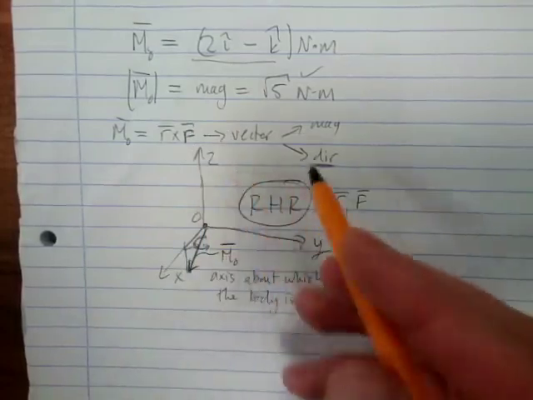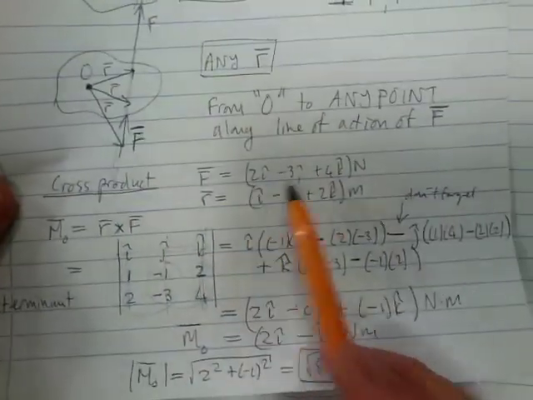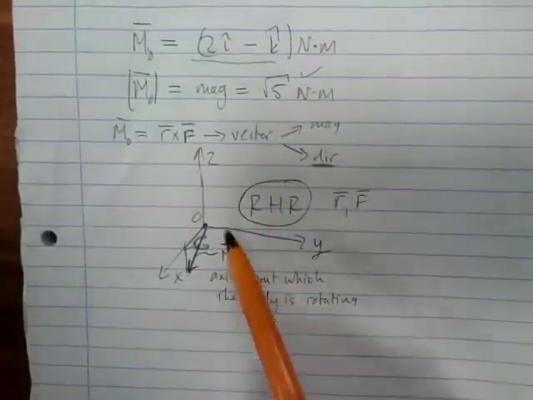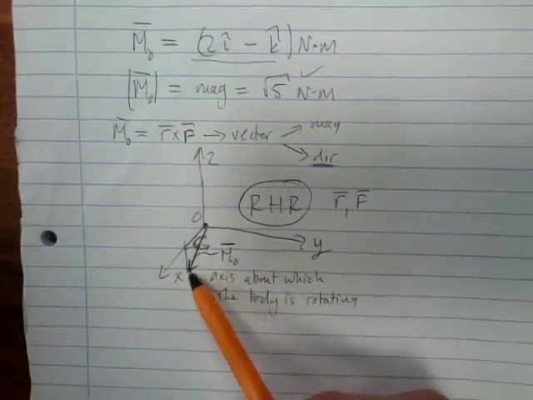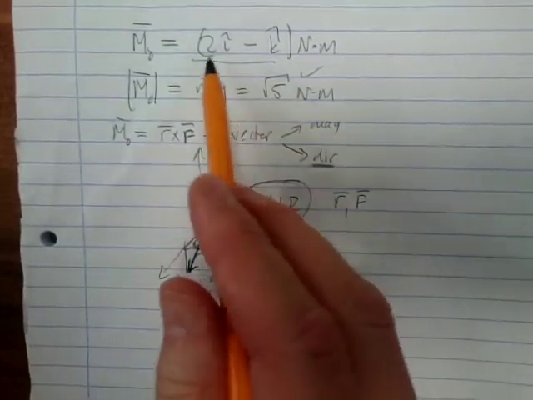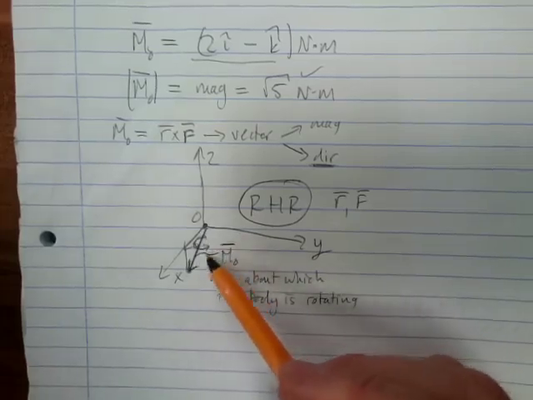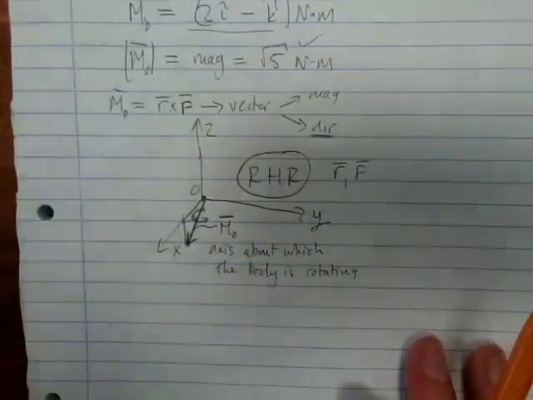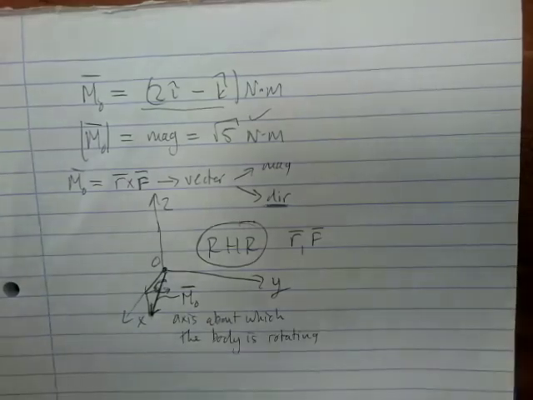So this force that I made up over here and this position vector here gives me a resultant moment, the direction is in this direction, and my fingers curl around that axis. So that is the sense of rotation based on this example that I made up. Okay? So I hope that you're getting a bit more of an intuitive feeling.